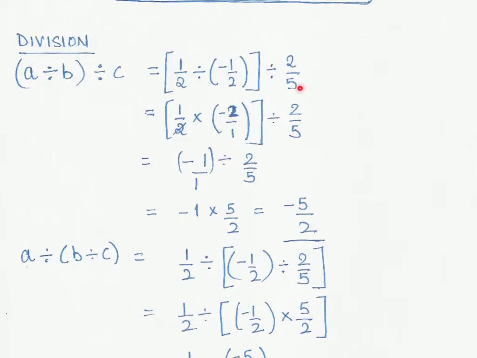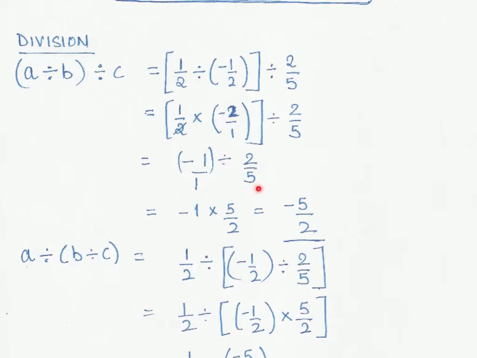As we have discussed earlier, we convert the division into multiplication by exchanging the numerator and denominator. So what we have over here is 1 by 2 multiplied by minus 2 by 1. So the 2 gets cancelled out over here and we have just 1. You have to remember that this is a negative sign. So we have minus 1 divided by 2 by 5.